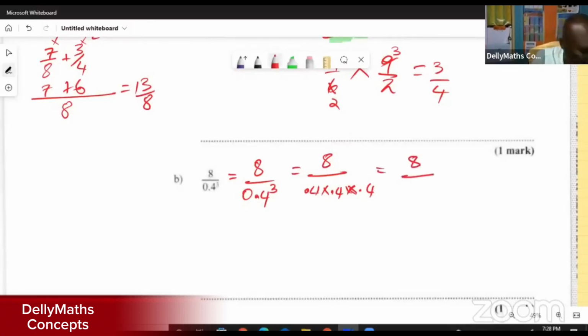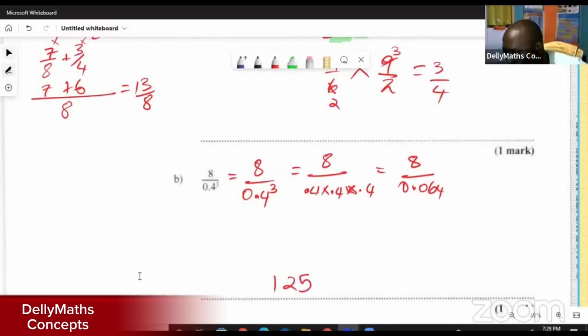Therefore, we take our calculator out. So we're dealing with 8 divided by 0.4 to the third. So that will give us 0.064. We're going to let the calculator do its work. And the answer is 125. When you work that out, you'll definitely get 125.